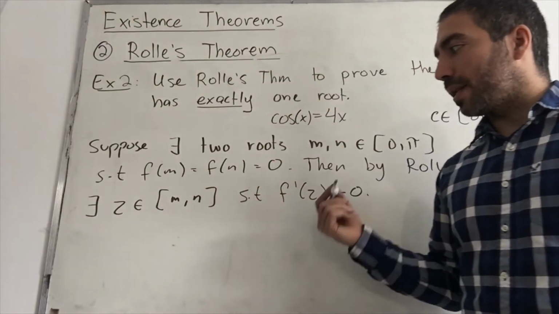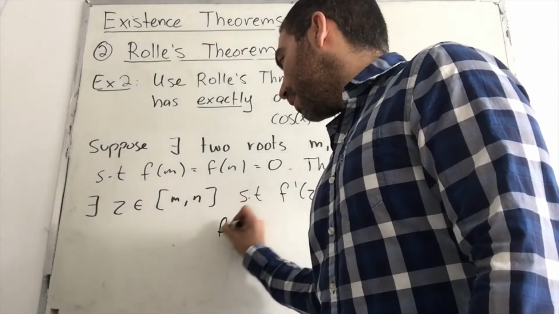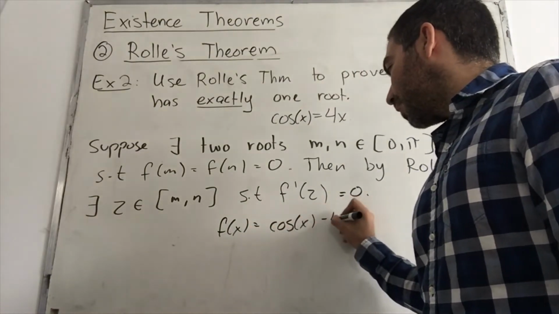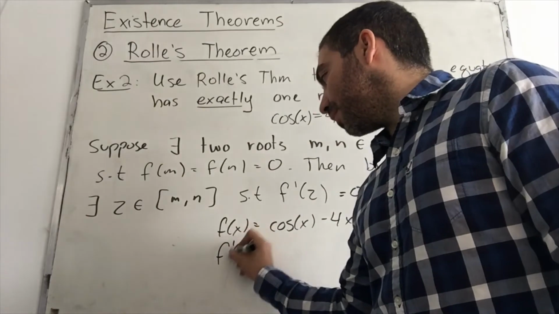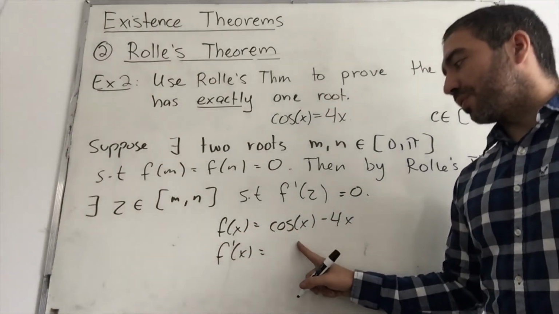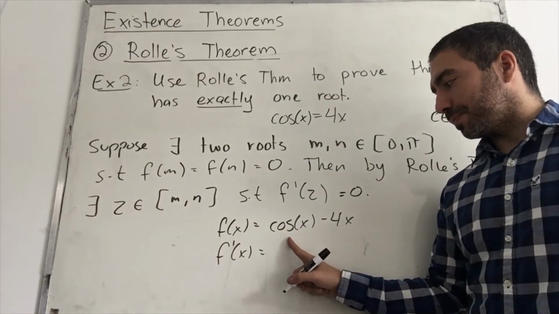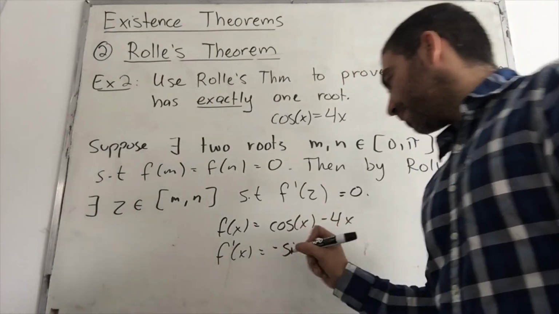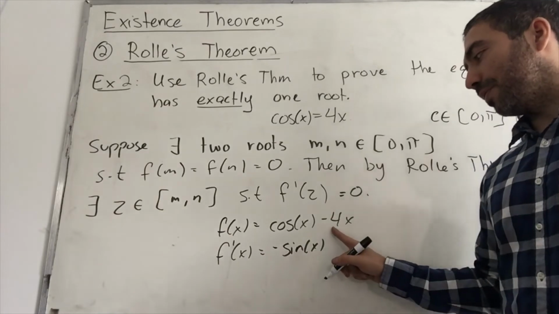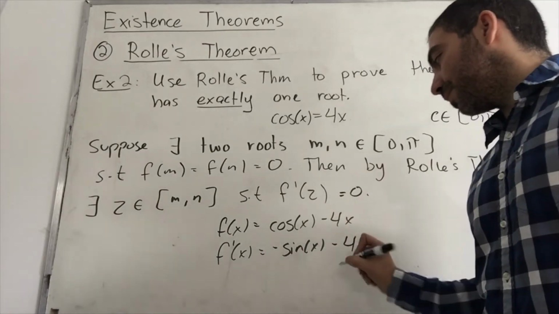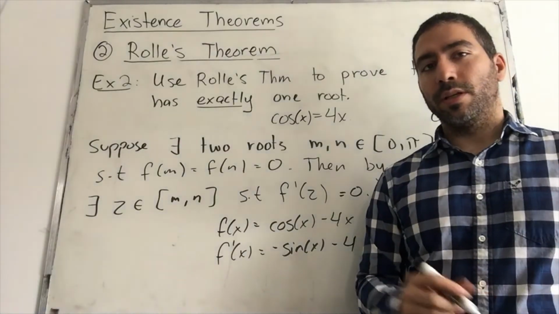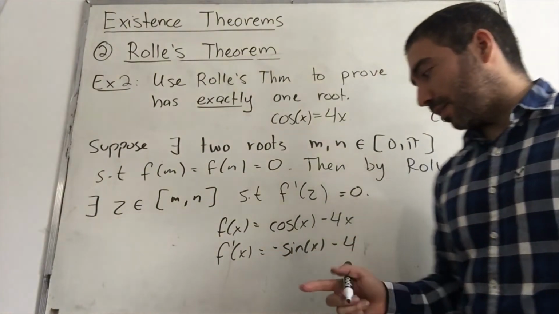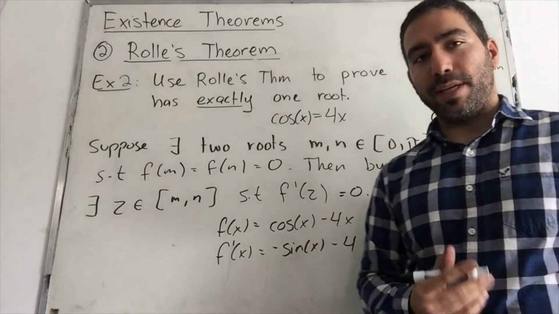Okay, so let's go ahead and take the derivative. So the first function we had, I erased it again, but it was cos of x minus 4x. If we look at the first derivative here, the derivative of cos is negative sine, and the derivative of negative 4x is minus 4. Okay, so we're taking the derivative of this. The argument that we're making now is that this over here can never be equal to 0.